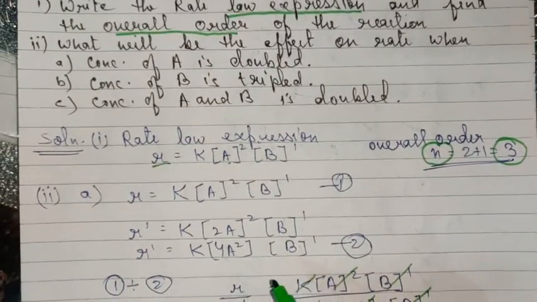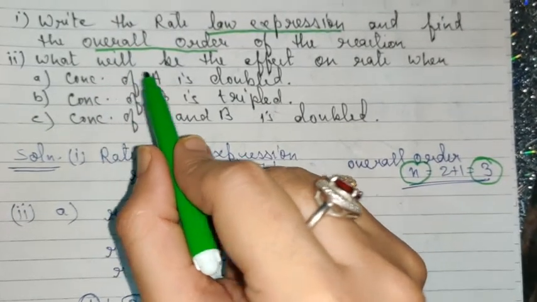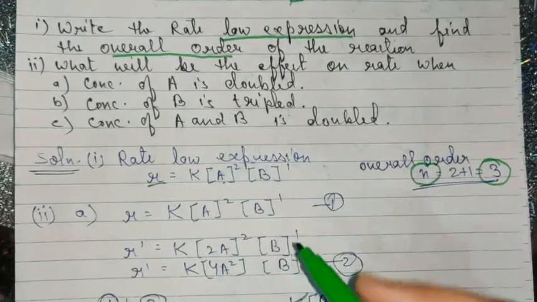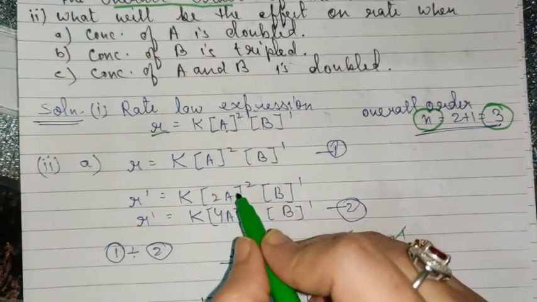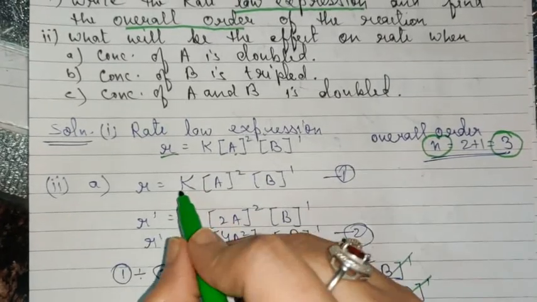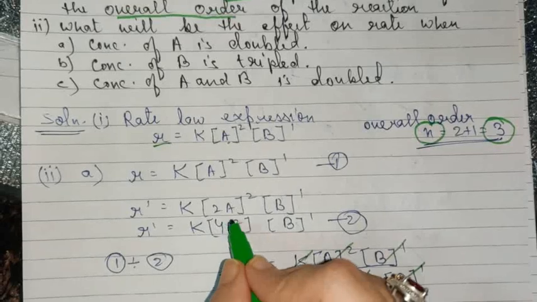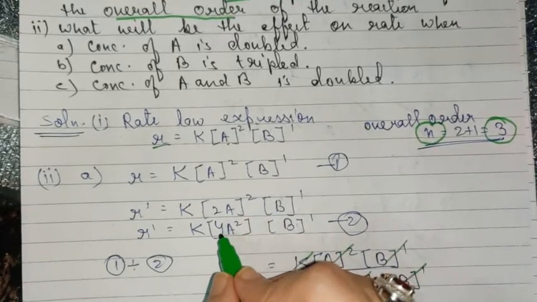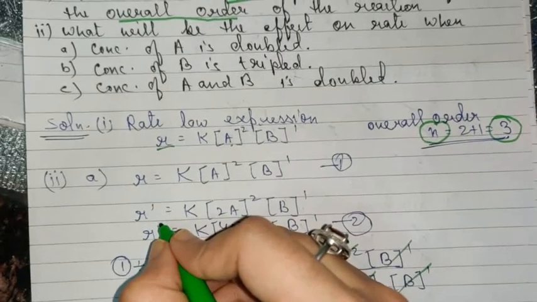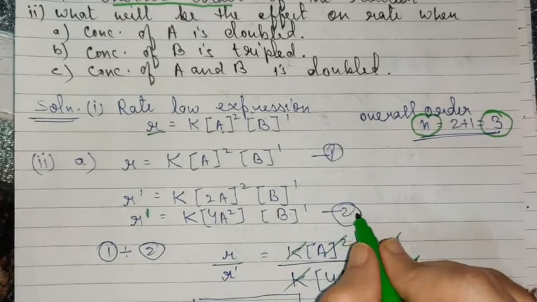Now coming on to the second part. In the second part, you have to find out the effect on the rate when A is doubled. So when A is doubled, it means the concentration of A is doubled. The rate law expression is already with you. When the concentration of A is doubled, what will happen? On squaring, you will get this expression. As you can see here, I have denoted it with R dash. Okay. So now this becomes your equation 2.